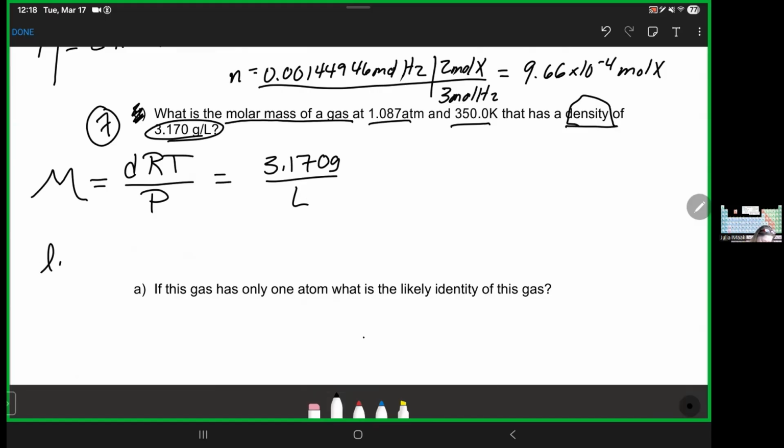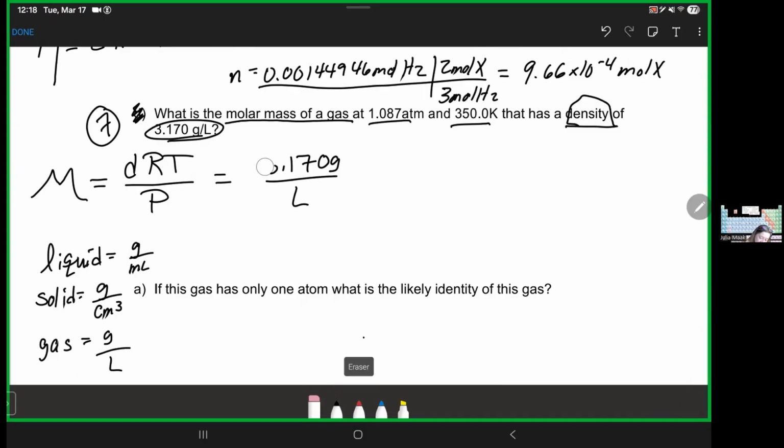Density of a liquid is always in grams per milliliter. A solid is grams per cubic centimeter. And a gas is always grams per liter, right? Because we look at gases in terms of liters, not milliliters. Okay, so 3.170 grams per liter.